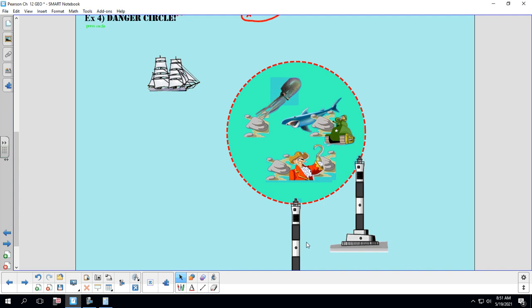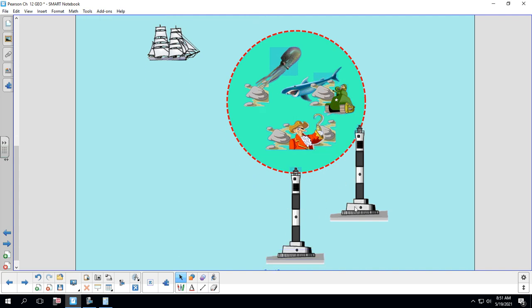Lighthouses are set up to warn the ships. They create a circle with their arc as shown here. So the arc of this light swings, this arc of this light swings, and together they make this bright circle. If the boat travels inside this circle, it is in danger. If the boat is outside the circle, which it is now, then it is okay.